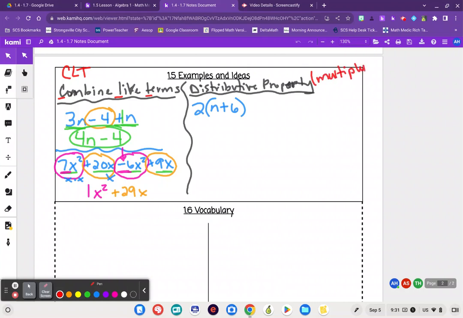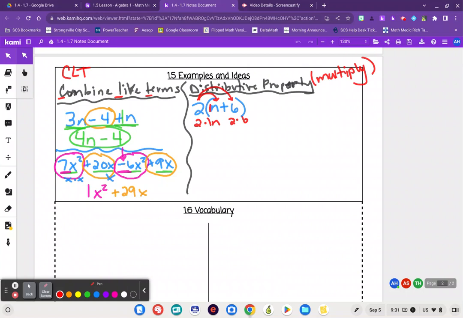There we go. Okay. So I'm going to multiply. What that means is that I'm going to take this 2 and I'm going to multiply it to the n. Now remember, technically there's a 1 there. It's like saying I'm going to do 2 times 1n. And then I'm going to take the 2 and I'm going to multiply it by the 6. I'm going to do 2 times 6.